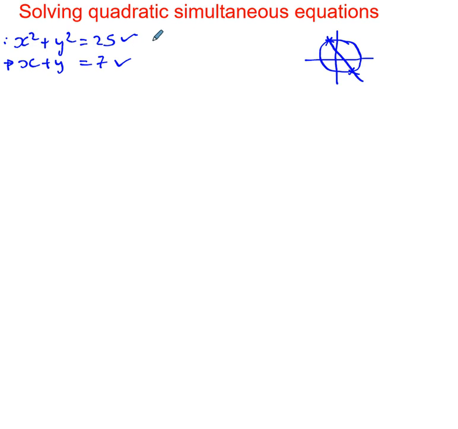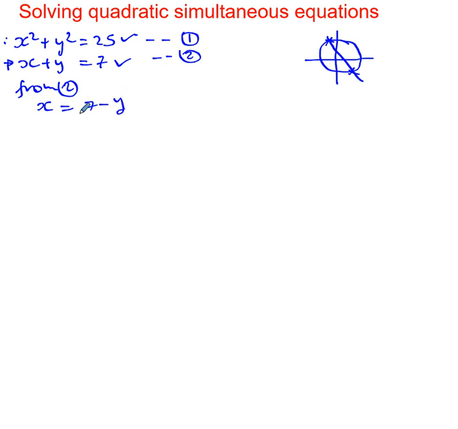Now, before anything, we need to name these two equations. We call this equation 1, this equation 2. Now, the best way to do it is to take the linear equation. So we take equation 2. From 2, you can make y or x the subject. It doesn't matter. I'm going to make x the subject. So x is equal to 7 minus y.